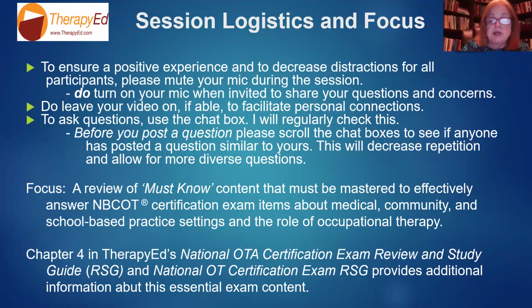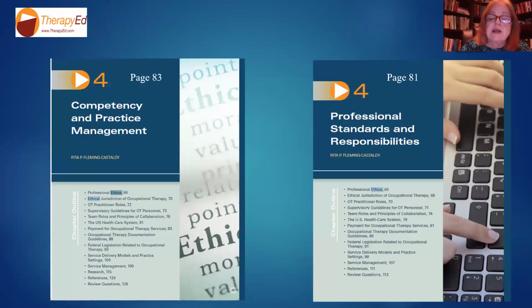What I will be reviewing is in chapter 4 of both the OTA and the OT review and study guides. If you have the 5th edition and the 10th edition, in the OT review and study guide, this information begins on page 83. In the OTA review and study guide, it begins on page 81. If you have the 9th edition or the 4th edition, just go to the table of contents, look up chapter 4, and the sequence of the chapter will follow. It will just be off a number of pages.